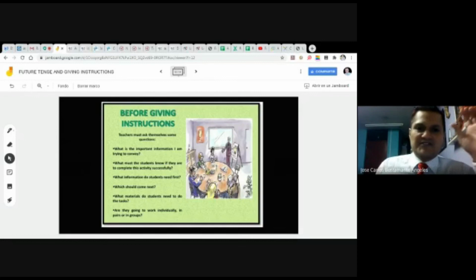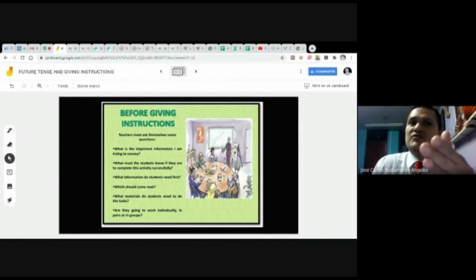What materials do the students need to do the tasks? Then, what materials are you going to use in order to develop that activity? Are they going to work individually, in pairs, or in groups? So these are very clear instructions and very important instructions as well.